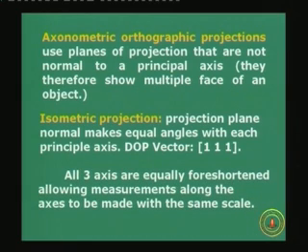So, we talked of this definition of axonometric projection and then isometric projection, and the last word about this is that all 3 axes are equally foreshortened, allowing measurements along the axis to be made with the same scale. This is a special case of axonometric projection, which is isometric, where we know that the projection plane normal makes equal angles with each of the principal axes, and the first criteria of the definition of axonometric projection also holds good.